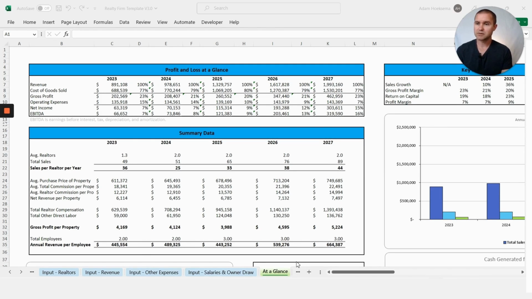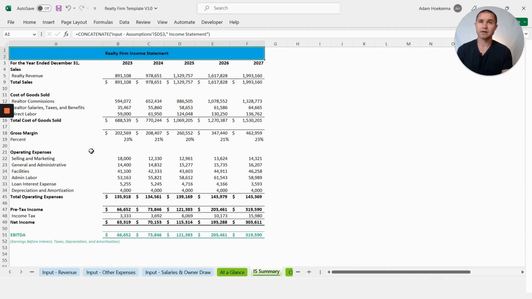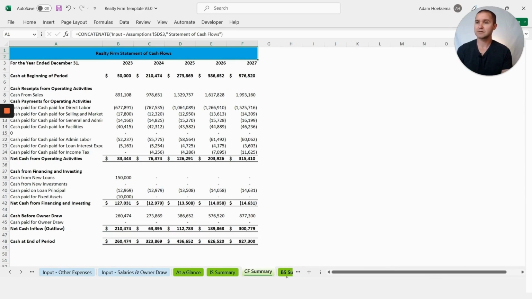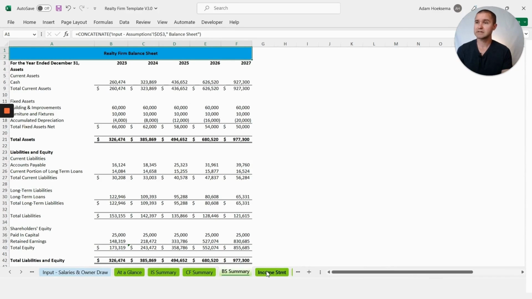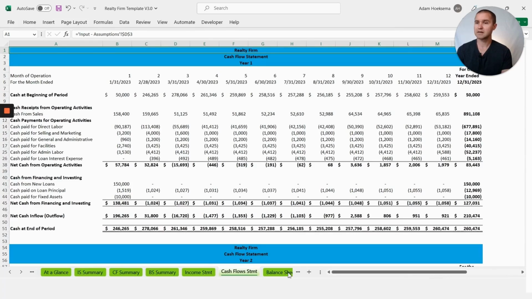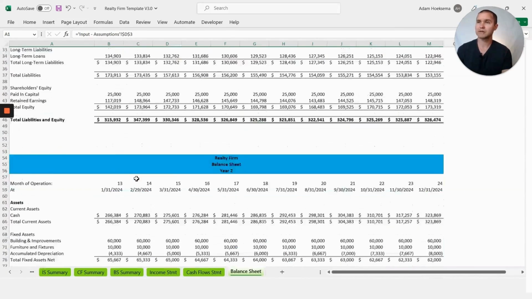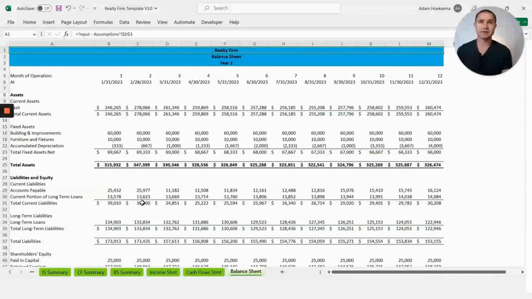So you're also going to get an income statement summary, a 5-year cash flow summary, a 5-year balance sheet summary, and then the income statement, cash flow, and balance sheet all broken down by month for each of the 5 years. So you get that monthly level detail as well as the high level annualized numbers.